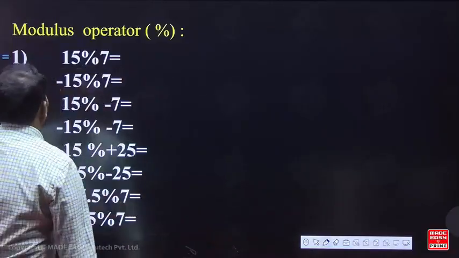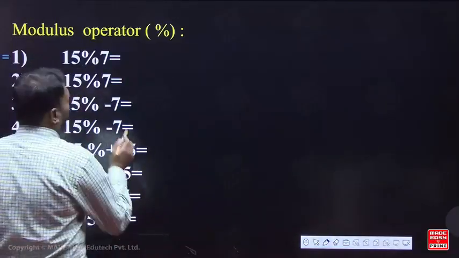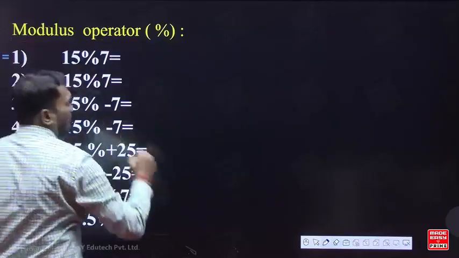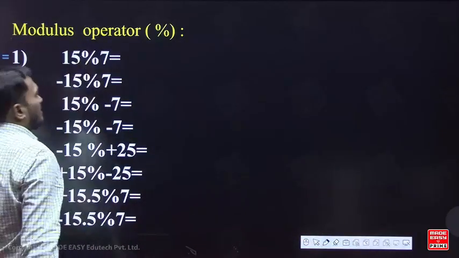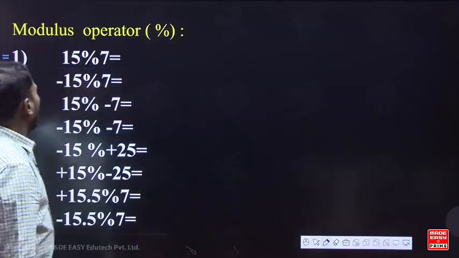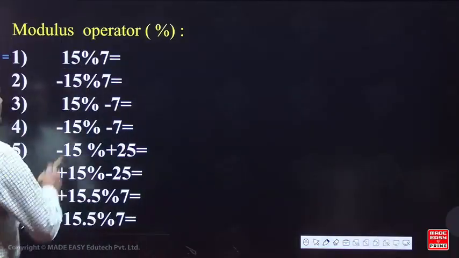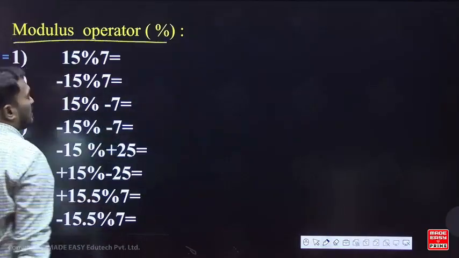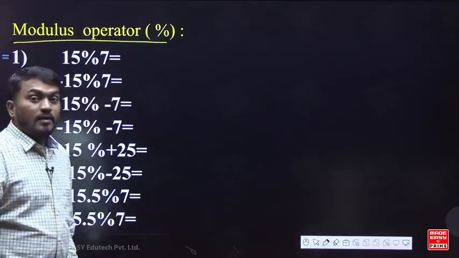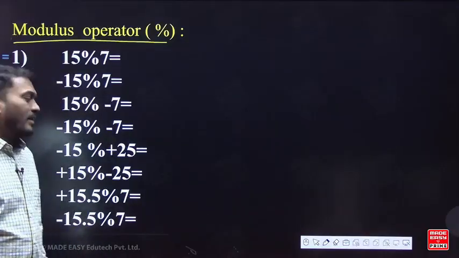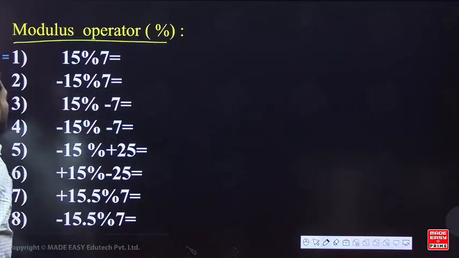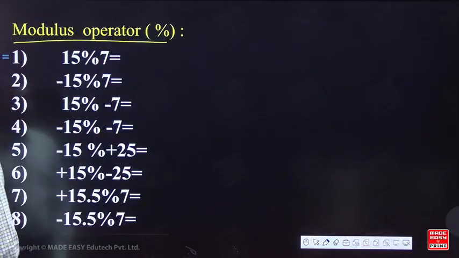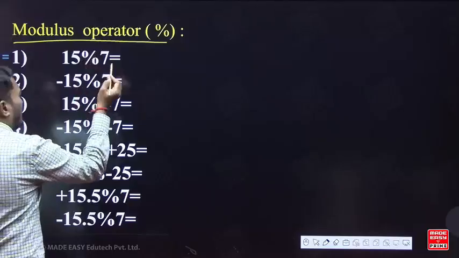So let us see how many people know. Now tell me, if I write the modulus operator, tell me what is the answer for this. Okay. 15 mod 7. What is the answer? First one, 15 mod 7. Remember all the answers according to the C language compiler. Don't apply your mathematics. Don't apply your mathematics. Answer according to the C language compiler. What is the answer? 15 mod 7. Everybody knows.